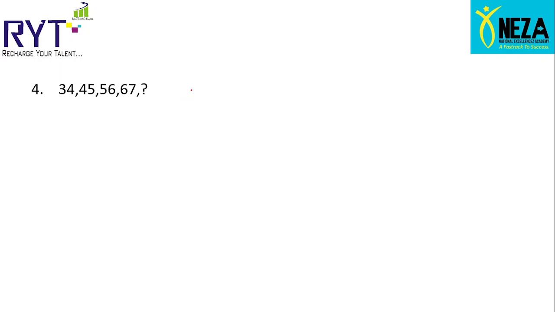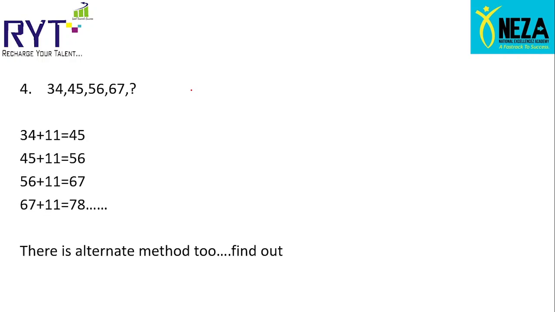Question number 4: 34, 45, 56, 67. Look, 34 plus 11 gives me 45, plus 11 gives me 56, plus 11 gives 67. So plus 11 is the trend here. This question can also be solved just by observing the digits: 3, 4, 4, 5, 5, 6, 6, 7. So the next should be 7, 8. Straight away, just by observation we can solve this, right?